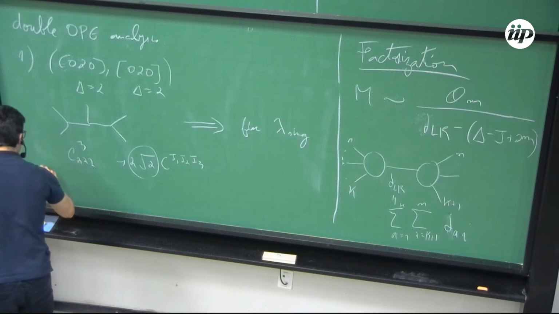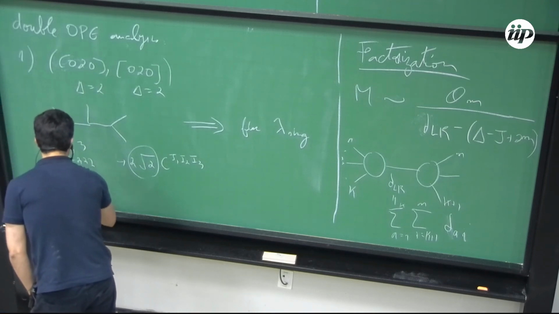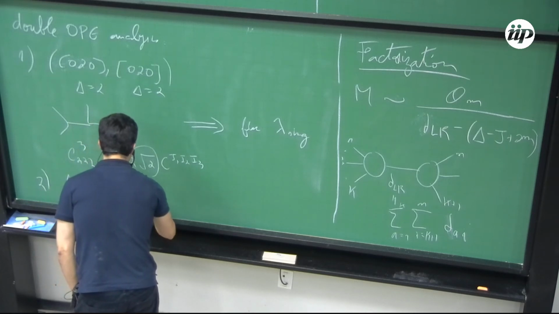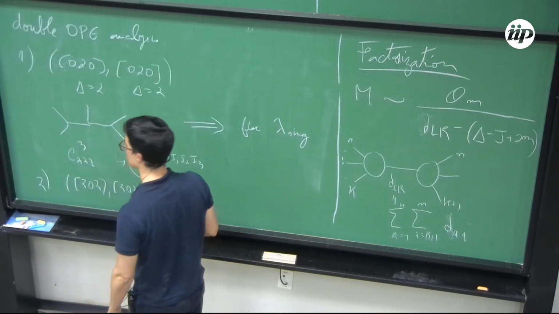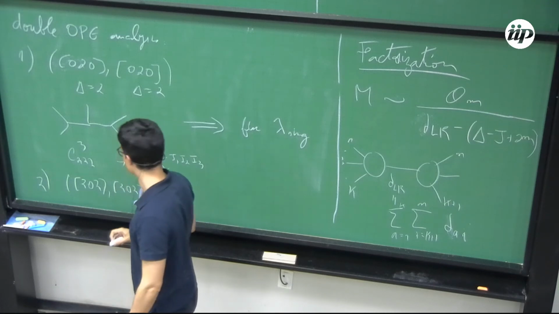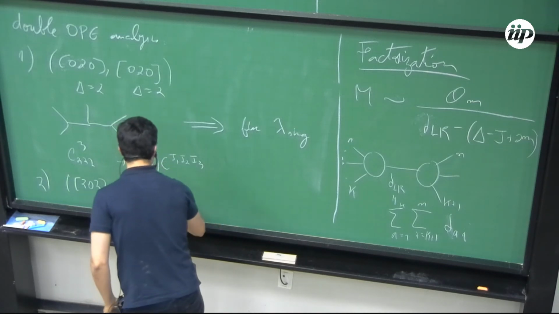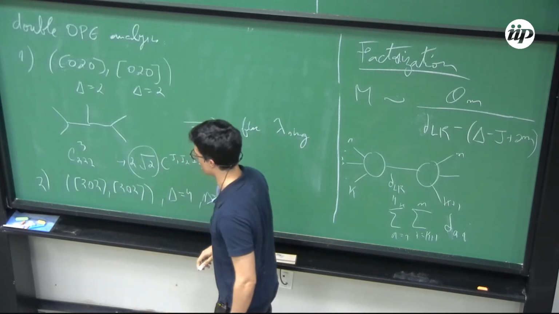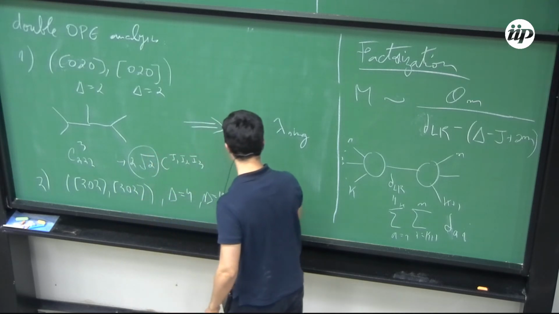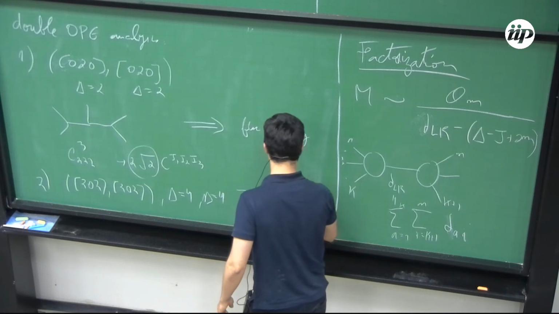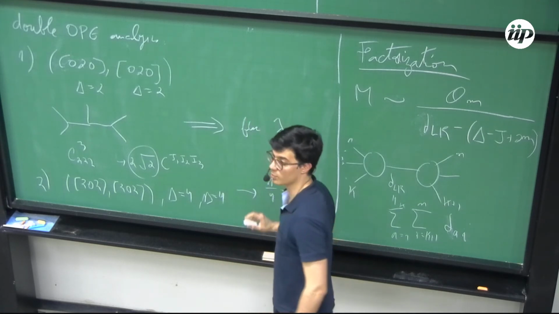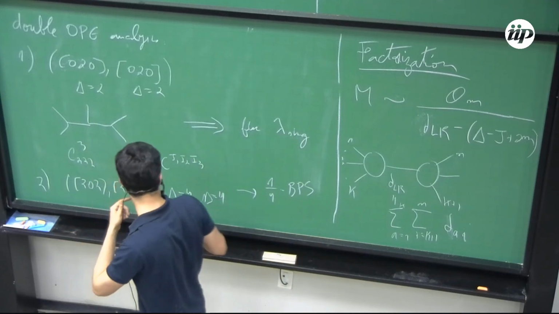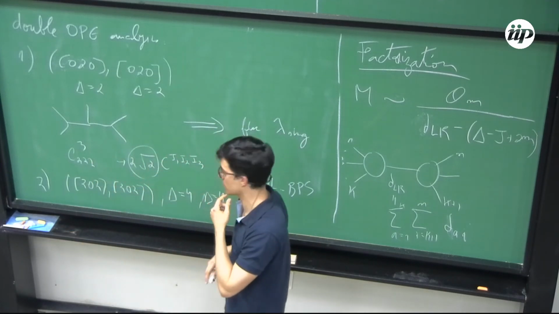And the second thing we do is we look at this 202 channel, with dimension 4 and dimension 4. What are these operators? These operators are in fact quarter BPS operators, which are protected, and furthermore have protected OPE coefficients with themselves and with the half BPS operators.